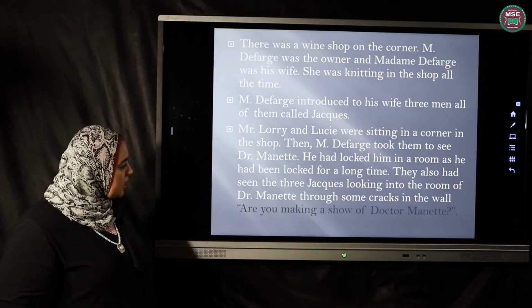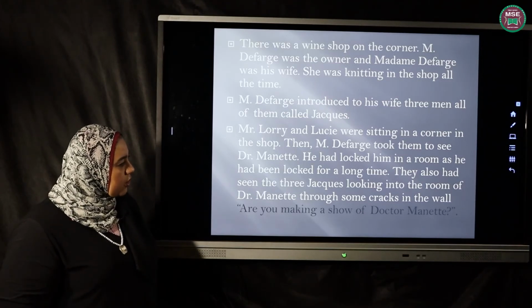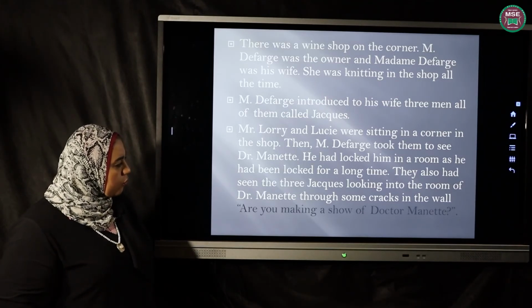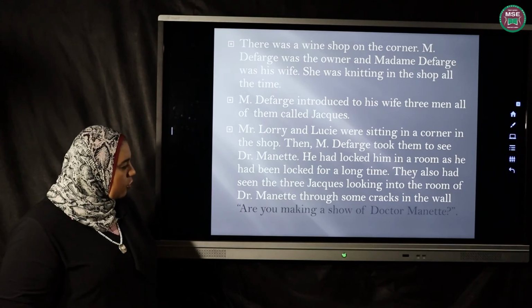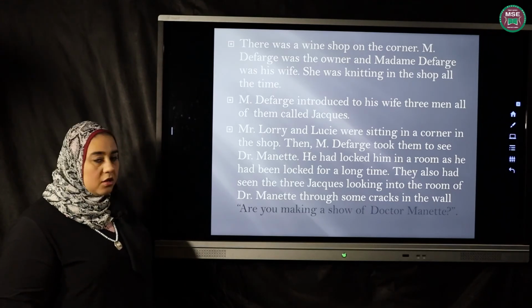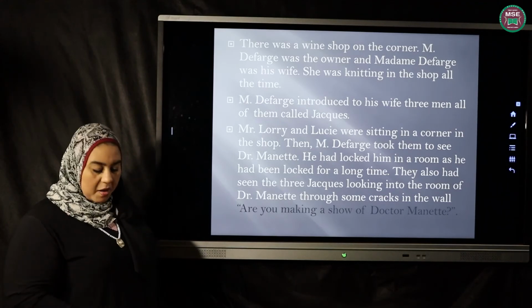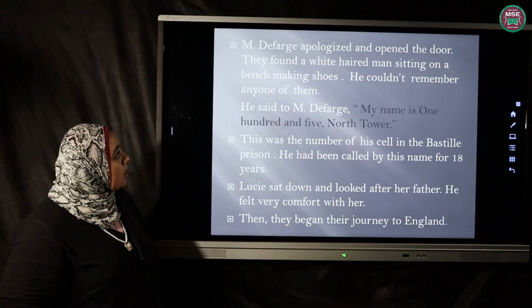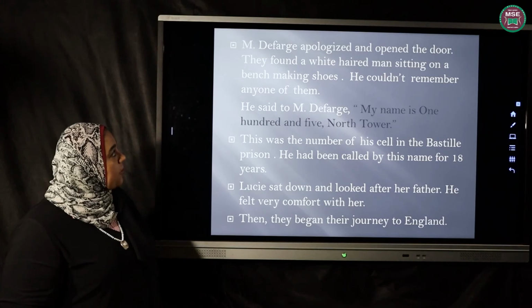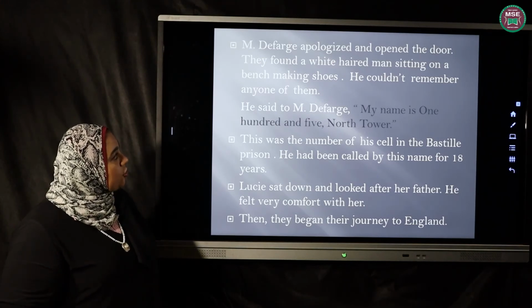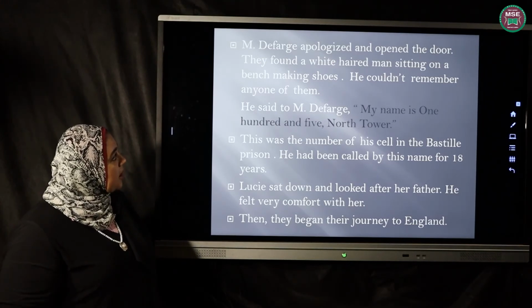They also had seen the three Jacks looking into the room of Dr. Manette through some cracks in the wall. Are you making a show of Dr. Manette? He had kept those men to look at him. He is showing them what the rich people and the aristocrats had done to this man. Monsieur Devarge apologized and opened the door. They found a white-haired man sitting on a bench making shoes.